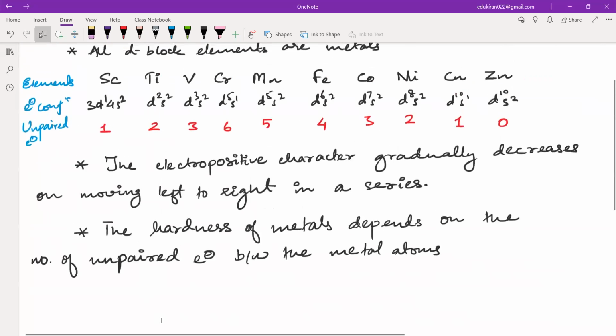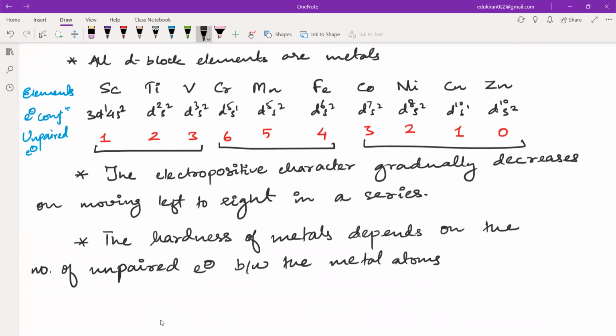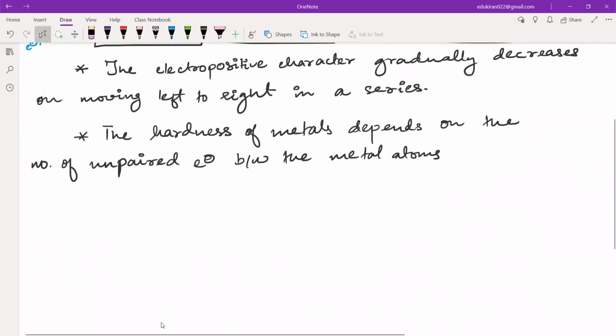So what can you say? Here is the beginning of the series. Here we have the end of the series, and we can say now that the metals in the middle have the highest number of unpaired electrons, and that is why these will be the hardest. Yes or no, guys? Tell me. Yes, sir. Okay. So the greater the number of unpaired electrons, the greater the number of bonds, and therefore the greater the bond strength. If they ask you for a reason, how are we going to write it?